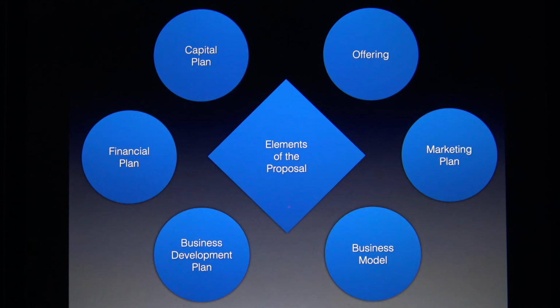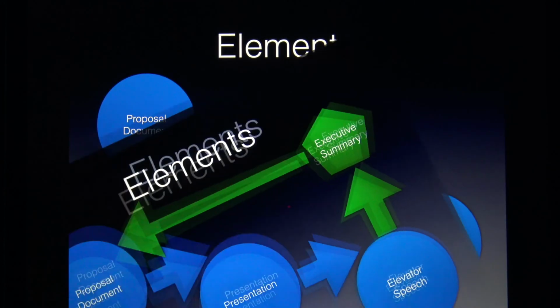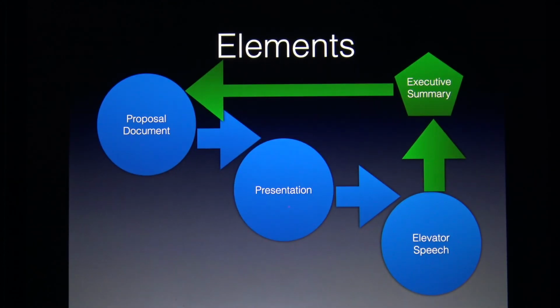And if you were writing the proposal document, you typically would have sections for each one of these elements in your proposal document. Going back to our original thing, you've got the proposal document, the presentation, and the presentation frequently leads to an elevator speech. And then from that, you create an executive summary, which goes at the beginning of the proposal document. This is the way in which you actually develop one of these things when you're doing it for real.